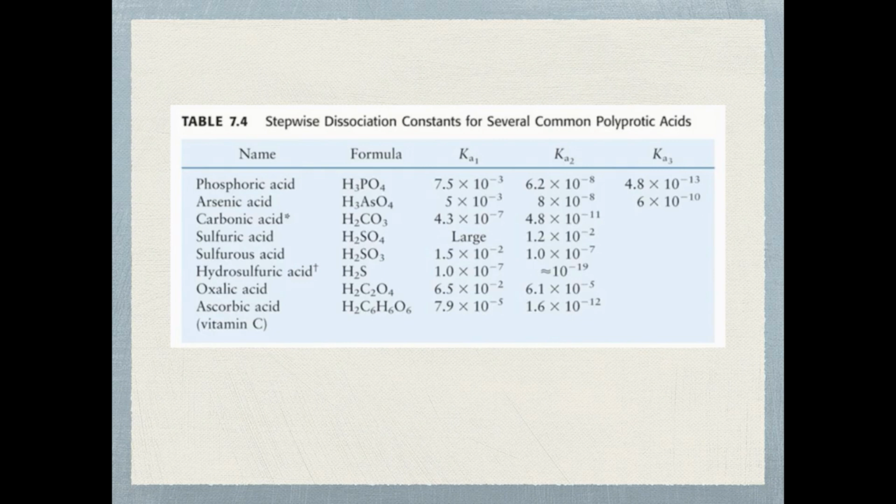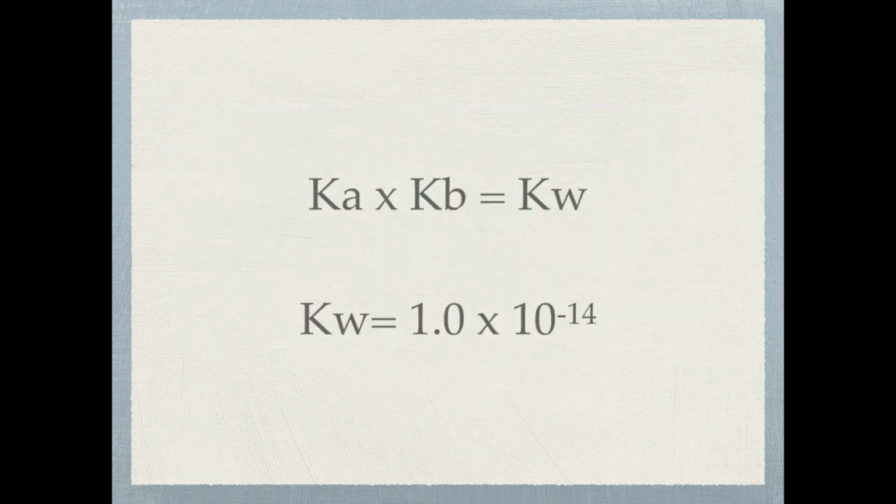Notice how progressively they get much smaller. It goes from 7.5 times 10 to the negative third to 6.2 times 10 to the negative 8th, all the way to 4.8 times 10 to the negative 13th. So the more negative that acid becomes, right? Because after Ka1, it's H2PO4 minus. After the second one, it's HPO4 2 minus. So it gets harder and harder to remove a hydrogen. The harder it is to remove a hydrogen, the weaker an acid is. All right, so there are some other polyprotic acids just for you to be able to look at.